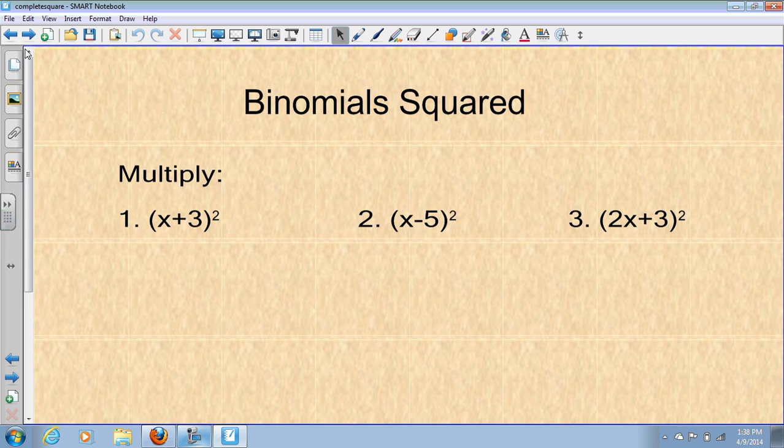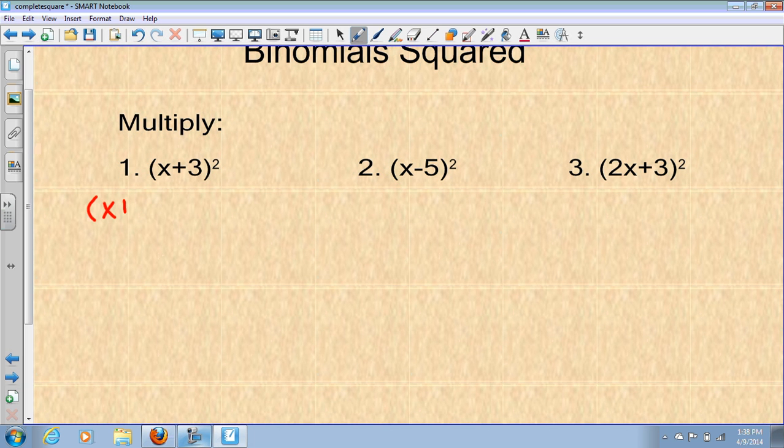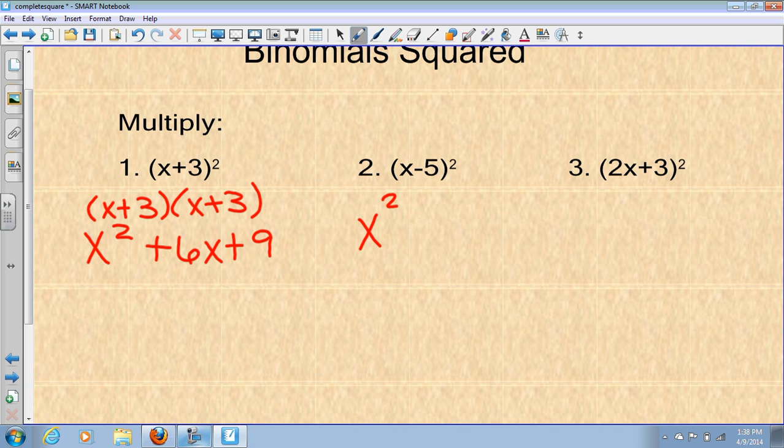Our first ones are just a little bit of review. Remember when we square binomials, x plus 3 squared, we would just write out the binomial side by side and then FOIL to get x squared plus 6x plus 9. And if you recall from your second polynomial test, we said there was a trick to that. You square the first term, square the last term, and then double the middle term. So negative 5 plus negative 5 would be negative 10x.